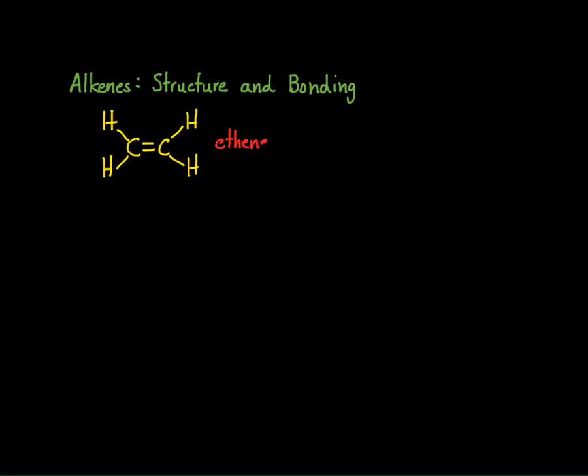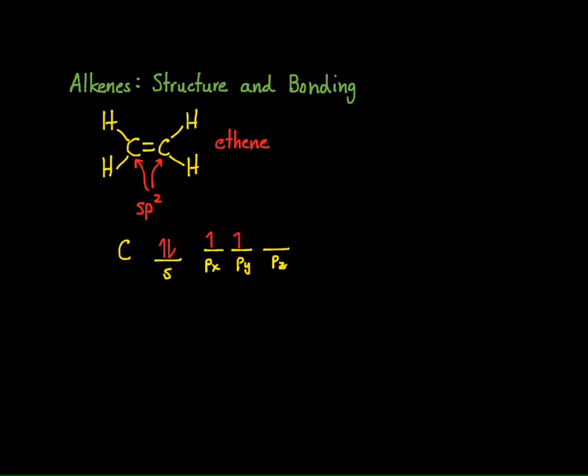And this is called ethene. Sometimes you'll hear it called ethylene. That's a common name that's associated with ethene. And if you think about the hybridization of ethene, both of the carbons are sp2 hybridized, right? Because they have essentially three electron domains around each carbon. So we know the hybridization is sp2 hybridized.